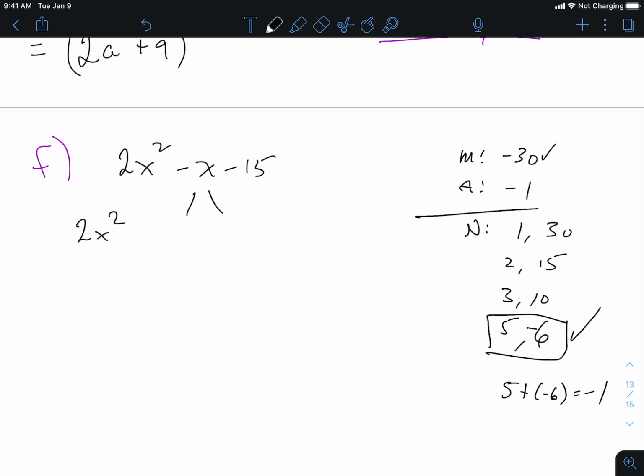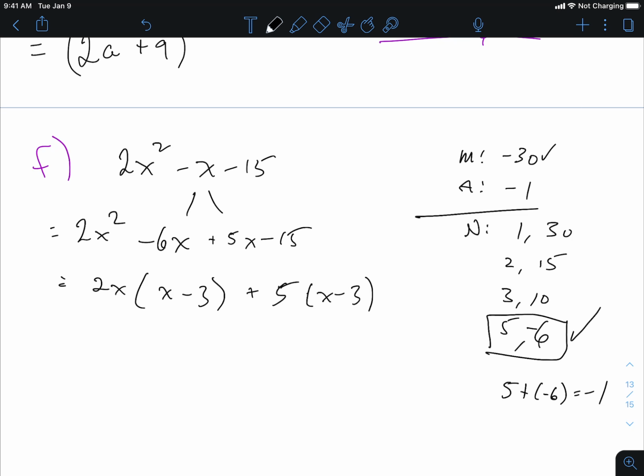2x squared minus 6x plus 5x minus 15. Why did I group them that way? 5 goes with 15 nicely, 2 goes with 6. It doesn't matter, but I just like doing it that way. Okay? So I'm going to factor 2x out. These are all equals, right? What's left after I remove it? x minus 3, plus 5, x minus 3. So my final product here, I'm going to remove the x minus 3, and I get 2x plus 5.